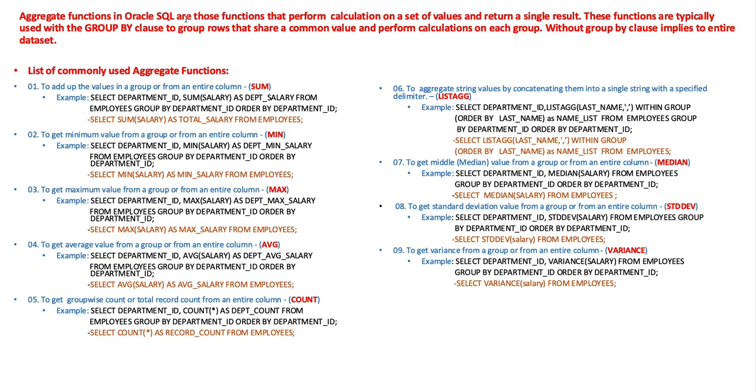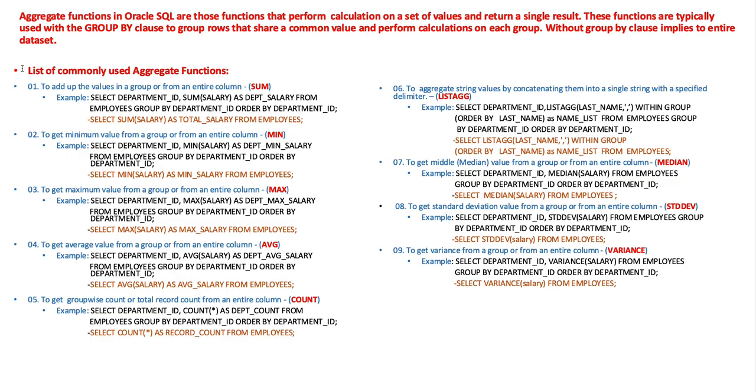Aggregate functions in Oracle SQL are those functions that perform calculation on a set of values and return a single value. These functions are typically used with a GROUP BY clause to group rows that share a common value and perform calculation on each group. Without a GROUP BY clause, it applies to the entire data set. That means the entire column.